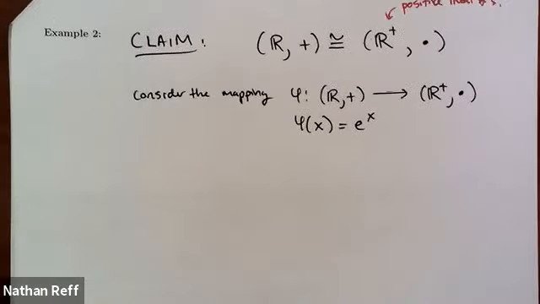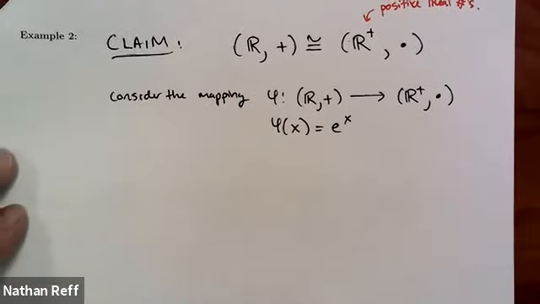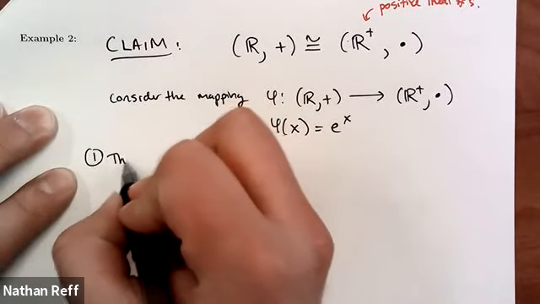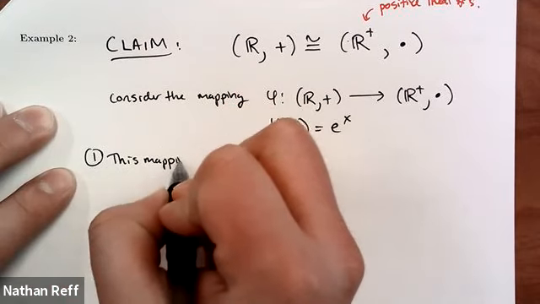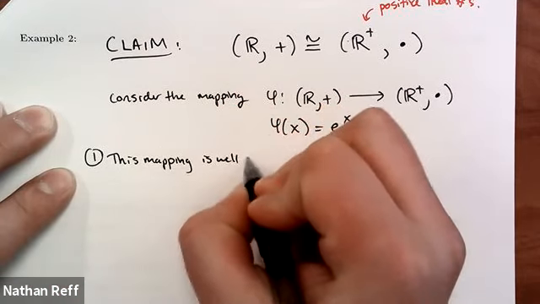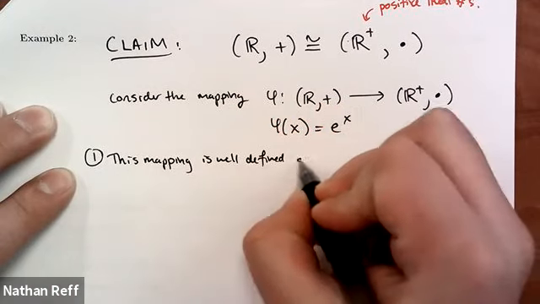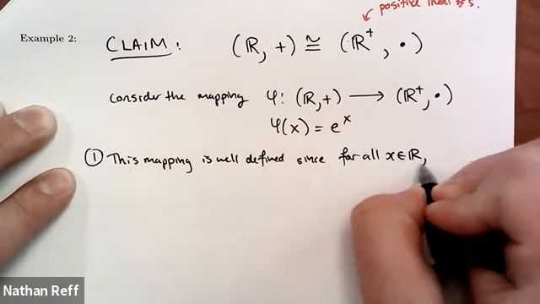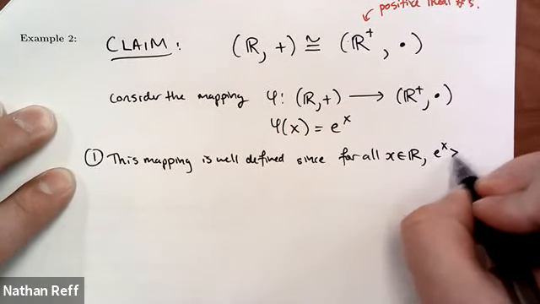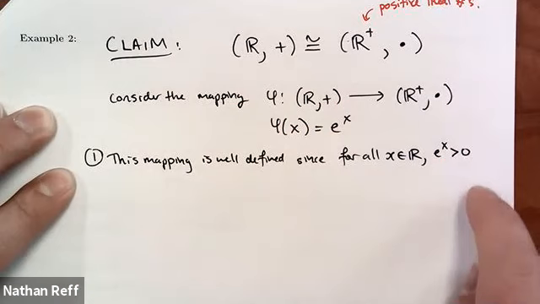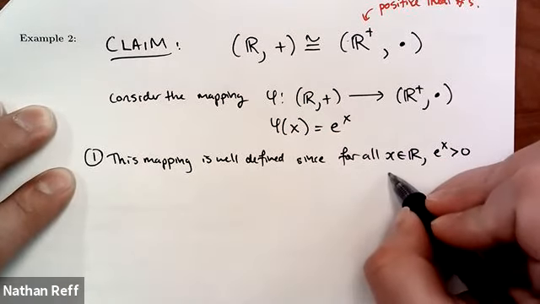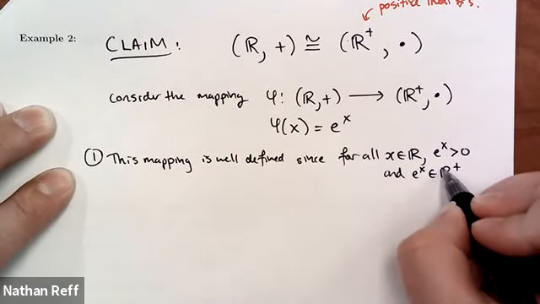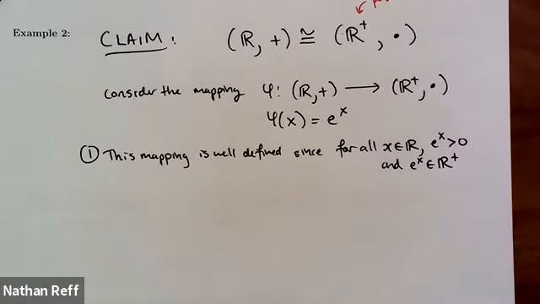Okay, so first thing, is this thing well-defined? So first, this mapping is well-defined since for all x in the real numbers, e to the x we know is positive. E to the x is always positive, and e to the x is definitely always a positive real number.